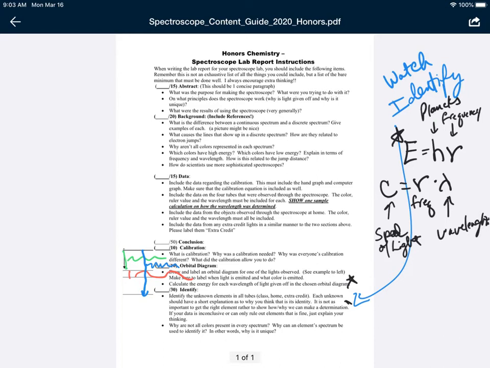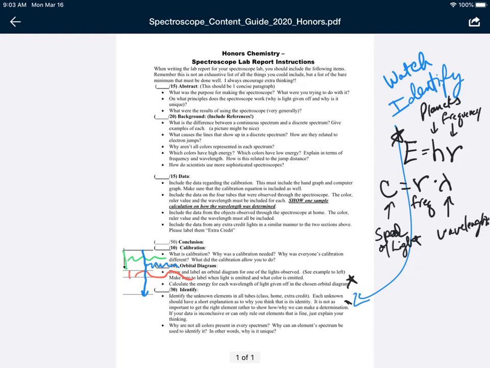And then don't forget to talk about this again. Why aren't all colors present in every spectrum, and how can that be used to identify an element? So you talked about that a little bit already in the background, but we like to link things together throughout the parts of our lab report. So do discuss that a little bit more down here as well, okay, and why it can be used to identify it.